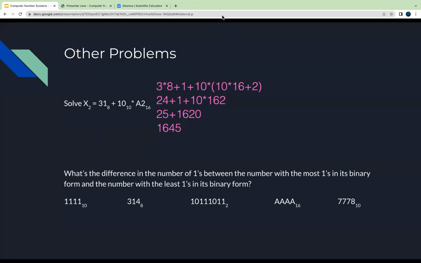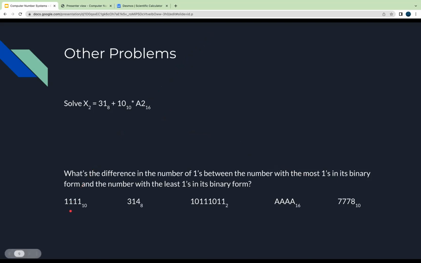And then our next problem here is, what's the difference in the number of ones between the number with the most ones in its binary form and the number with the least ones in its binary form? So what this problem is trying to say is, let's convert each of these numbers to its binary form and count how many ones there are, and then find the difference between the least number of ones and the most number of ones.